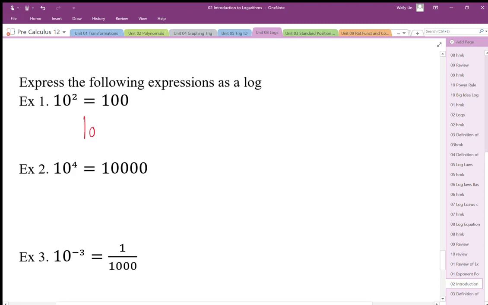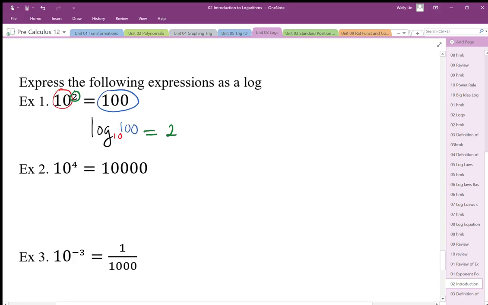So I'm going to start here and write my log. Where do the different parts go? Well, the base of my exponent has to be the base of my log. My log always equals the exponent, because the output of a log is your exponent. And then the last part here, the output of the exponent is the input of my log.